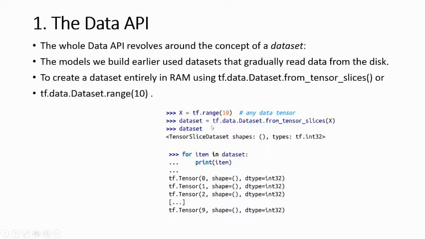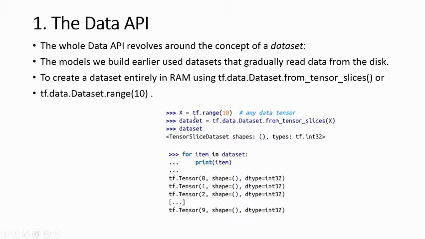So when you go to the next line, in the second line what is happening is we create a dataset from the from_tensor_slices method by passing x as an argument. X is nothing but a sequence of numbers from 0 to 9.